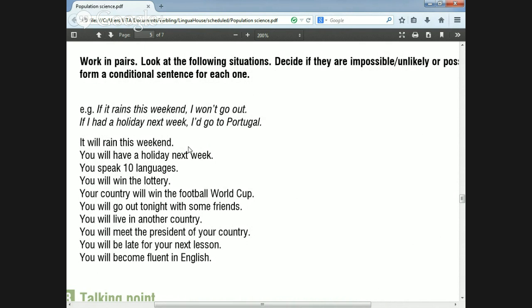I don't know. I don't understand what you want me to do. Just tell us what will you do if it rains this weekend? So I'll just ask a question. Okay. What will you do if it rains this weekend? So if it rains this weekend, I'll stay at home. Okay, that's good. If it rains this weekend, I will stay at home.